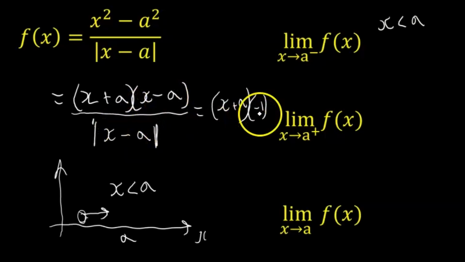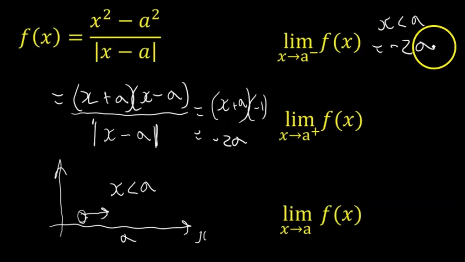Let me know again if this made sense as well. So this would be, yeah, negative. Now there's no problems here. So if we plug in x equals a, it's not undefined anymore, so we can plug that in. So we get a plus a times negative 1. So that would be negative 2a.